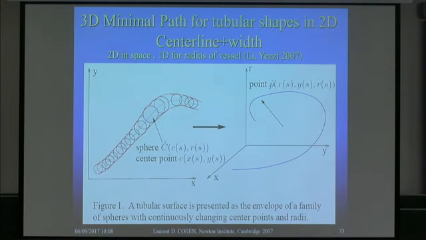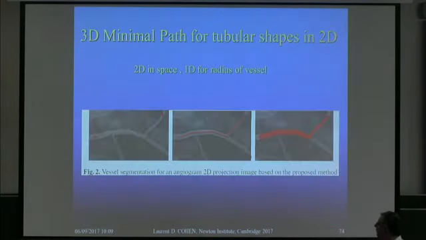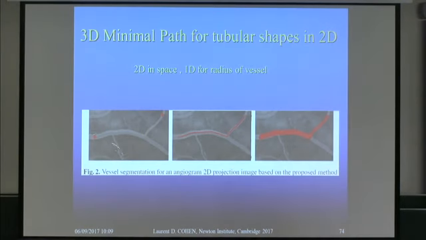And so the nice thing is that you can design a metric in this 2D plus radius space that allows you to make the center line located in the center line of a tubular structure, and the boundary as well. So here is an example. Here you give a starting point and end point, and solving this minimization in 2D plus radius will give you the center line plus the boundary of the structure. So it gives you a complete description of the tubular structure.